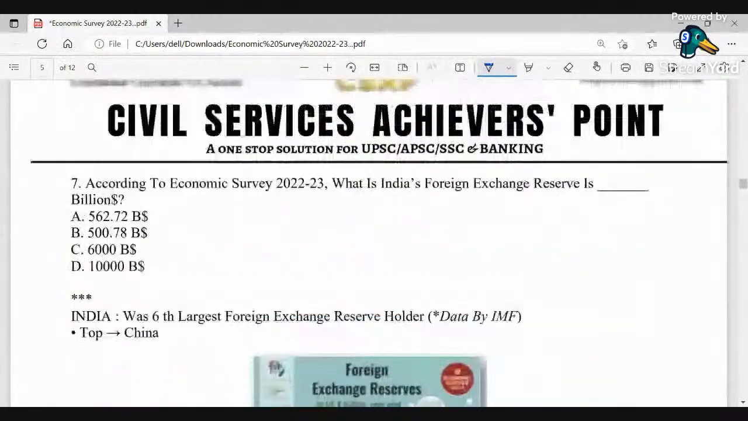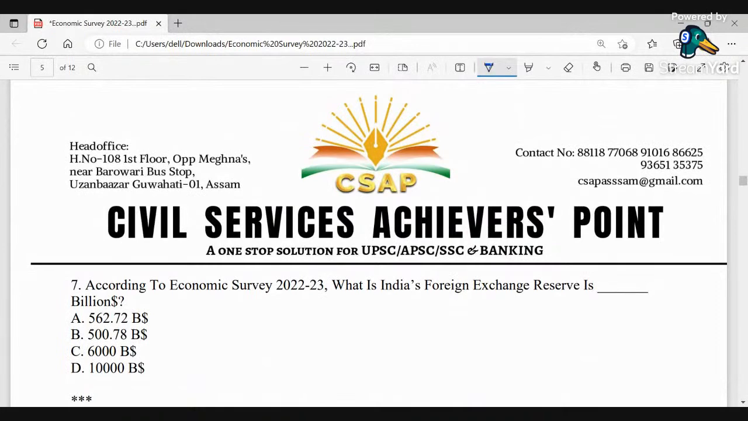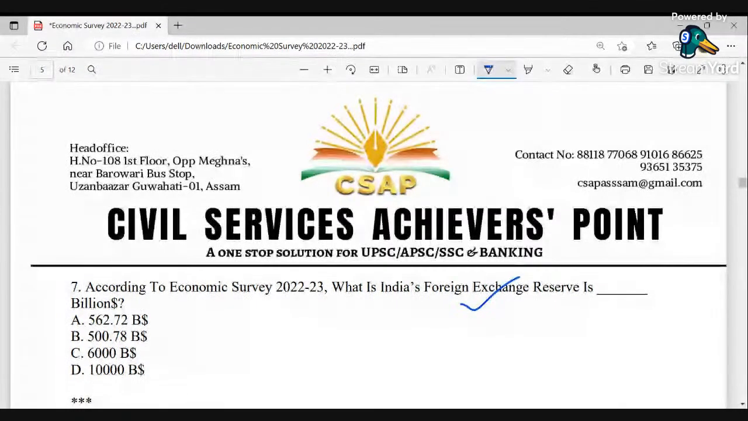Okay, next question. According to the economic survey 22-23, what is India's foreign exchange reserve in billion dollars? Can anyone come up with the correct answer to question number 7? According to Economic Survey, what is India's foreign exchange reserve in billions? Question number 7, 562.72, 500.78, 6,000, and lastly 10,000. And that is in billion dollars. Don't consider it to be in rupees.